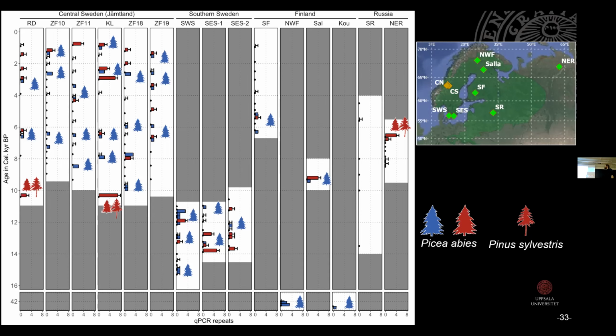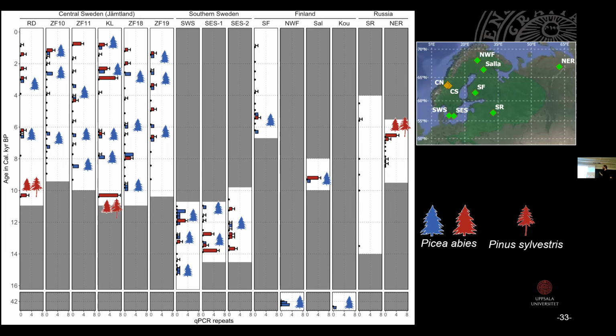But if you go further to the right, and we are now in Russia, we have a sample in southern Russia where we actually don't find anything. So no spruce and no pine. And then there's one not even further where we don't find the blue variant, but we only see the red, which is pine and spruce.